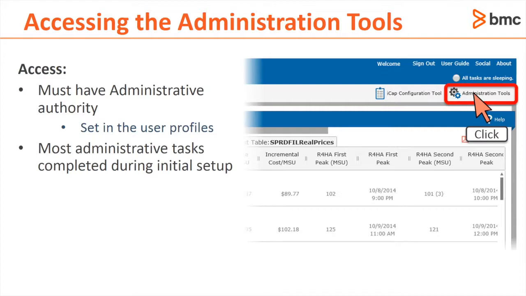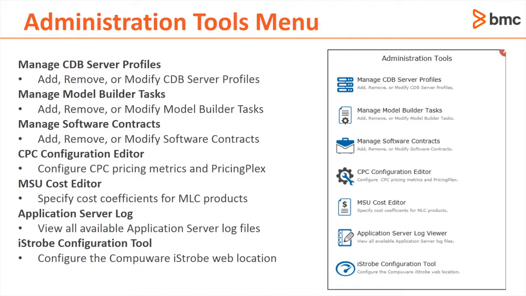From Cost Analyzer, in the upper right-hand corner, select Administration Tools. The Administrator Tools menu will appear and include the following selections. Manage CDB Server Profiles, which is the server that manages the Cost Analyzer data. Manage Model Builder Task, which determines how COSI models will be built. Manage IBM Software Contracts. This is where you can specify the duration and parameters for software contract reporting.